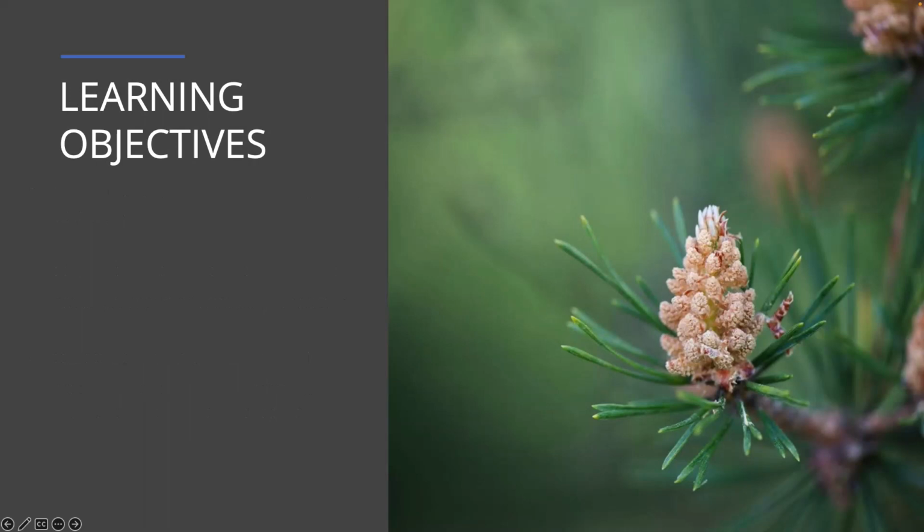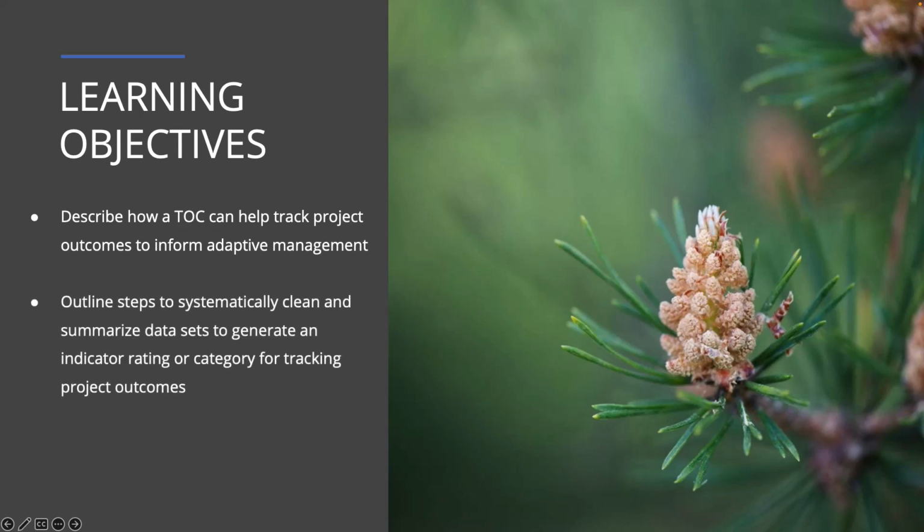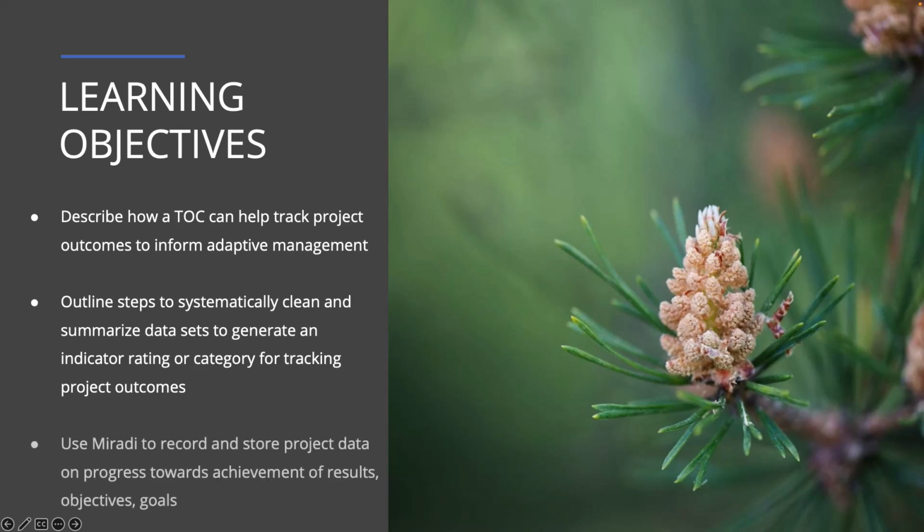By the end of this module, you'll be able to demonstrate the following skills competencies. You'll be able to describe how a theory of change can help you track project outcomes to inform adaptive management, outline steps to systematically clean and summarize underlying data sets to generate an indicator rating or category for tracking project outcomes, and finally, to use Marathi to record and store project data on progress towards achievement of results, objectives, and goals.